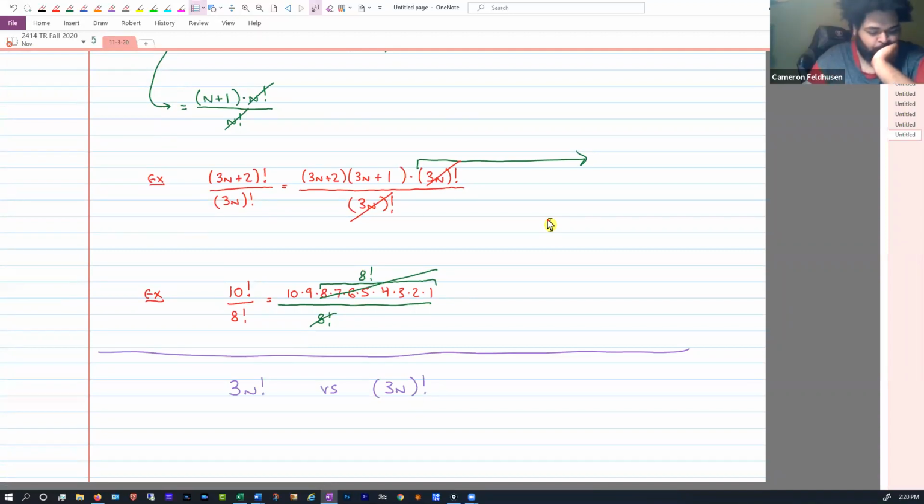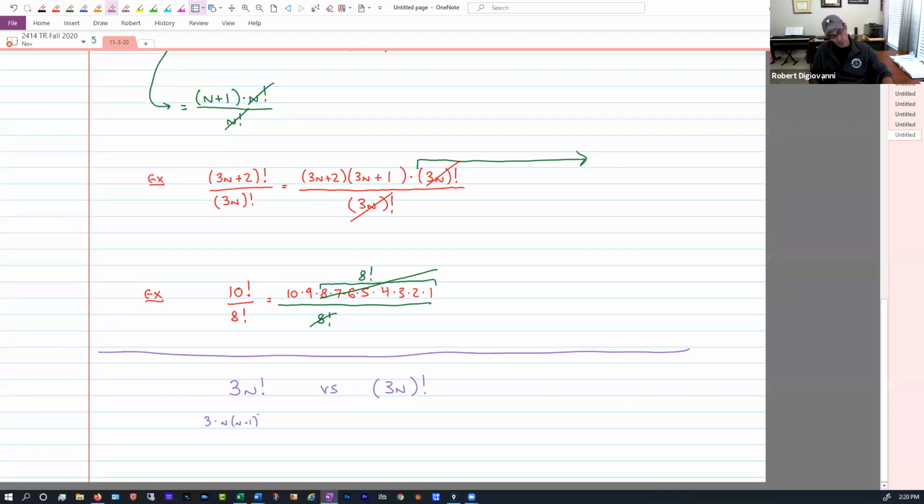No. See, the first one means 3 times n times n minus 1 times n minus 2 all the way till I get to 1. The other one means 3n times 3n minus 1 times 3n minus 2 times 3n minus 3 until I get down to 1. And those two things are completely different. So in other words, the parentheses around the 3n are not there just for fun. It has to be there because this would be different than this.